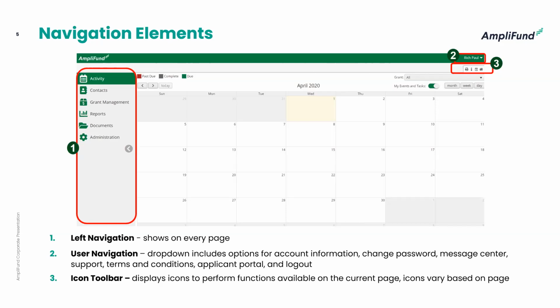The primary and main piece of navigation that you'll have is your left navigation menu. This stays with you on every page. You'll be able to access different areas of your Amplifund account through here. When we get into Amplifund, I'll highlight the specific areas we're working within today. You'll also have your user drop-down menu, which is going to allow you to access user-specific options, changing your password, a message center, and then you'll have an icon toolbar.